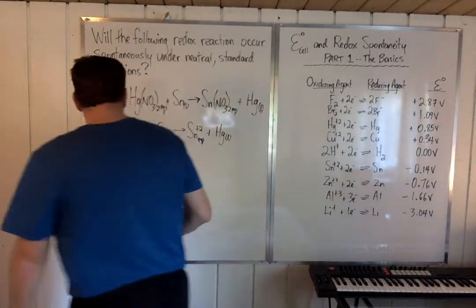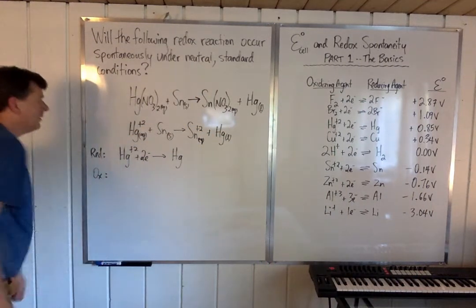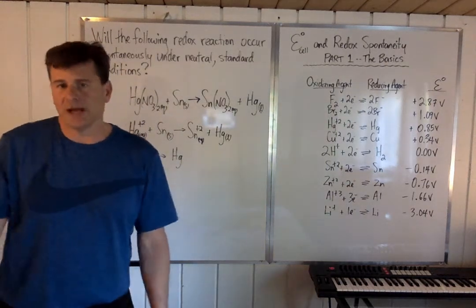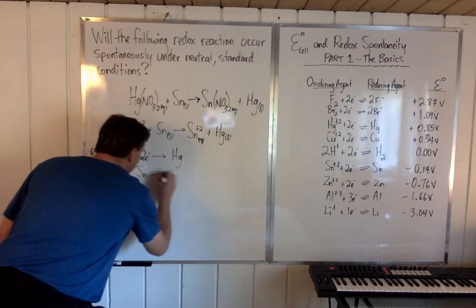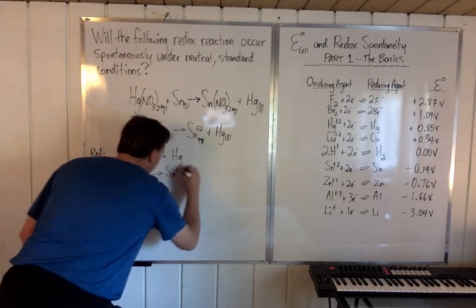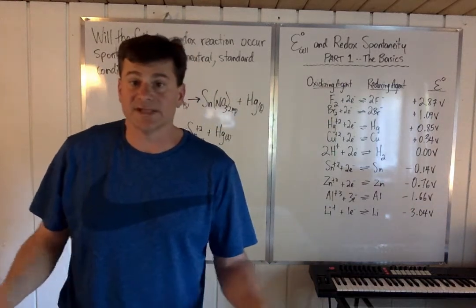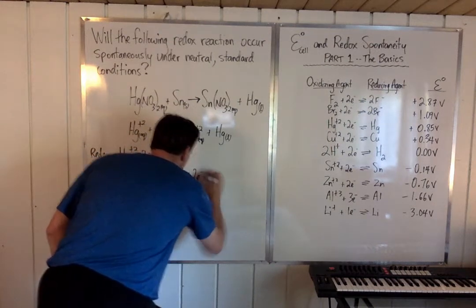The tin must obviously be the oxidation, going from 0 to +2, so its oxidation number is going up. So sure enough, it's an oxidation. The tin is turning into Sn plus 2. Again, there's no oxygens, there's no hydrogens. It's just balancing the charge, which means 2 electrons.